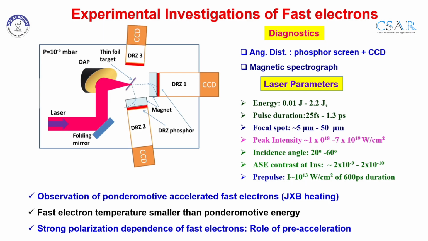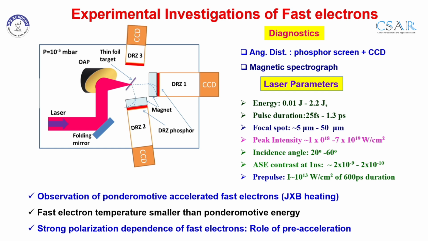As I said, to measure the angular distribution, one can utilize a very simple setup. These are phosphor screens which can be used, and we have used a 3 DRG screen. We can use a CCD camera to capture these images, and from this we can find out the angular distribution. If we have the beam along the laser direction, it is J cross B heating.